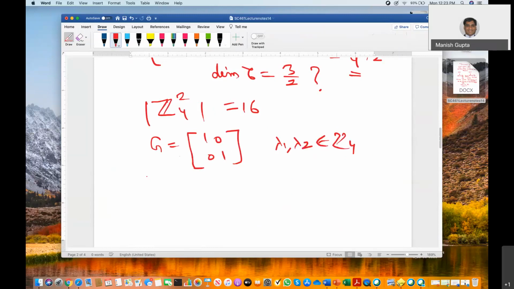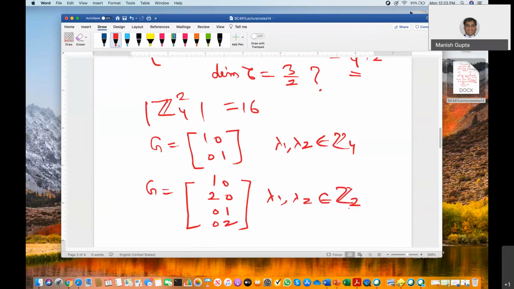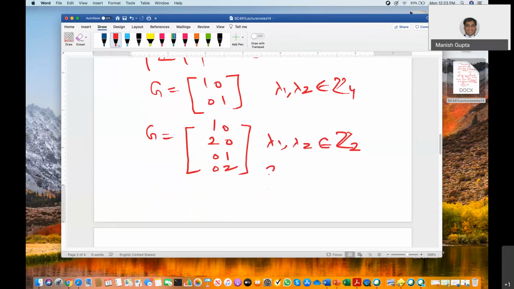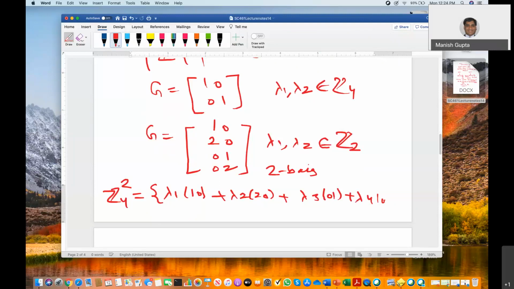Another very nice way is if we take the matrix with rows (1, 0), (2, 0), (0, 1) and (0, 2), and now you take the scalars lambda 1 through lambda 4 to be only over Z2 and not over Z4. This is known as a 2-basis. You can see that Z4 square is now nothing but lambda 1 times (1, 0) plus lambda 2 times (2, 0) plus lambda 3 times (0, 1) plus lambda 4 times (0, 2), such that lambda 1, lambda 2, lambda 3 and lambda 4 belong to Z2. This is a unique way of generating all the 16 vectors.